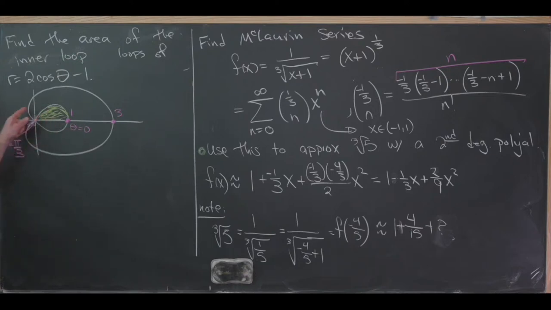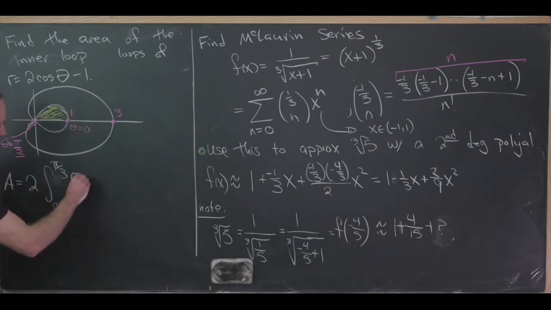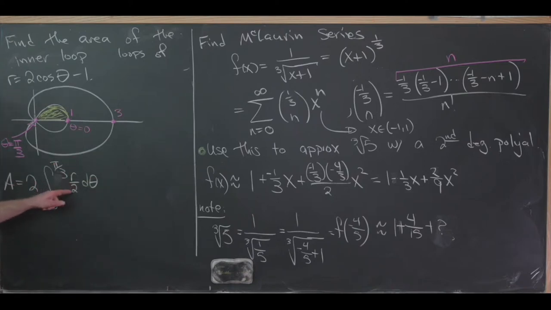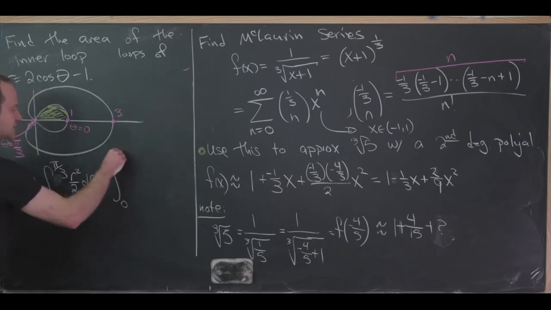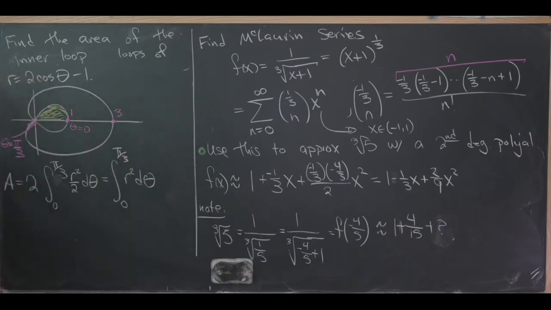We'll integrate from 0 to pi over 3. So our area will be twice the integral from 0 to pi over 3. So it's in fact twice that of r squared over 2 d theta. So inside the area formula for polar curves, there's this half built in, and then there's an r squared built in. So this half will cancel with this 2, and that'll give us the integral from 0 to pi over 3 of r squared d theta.